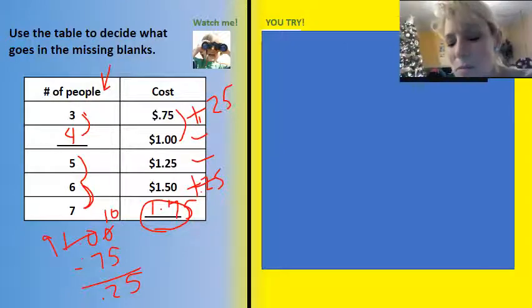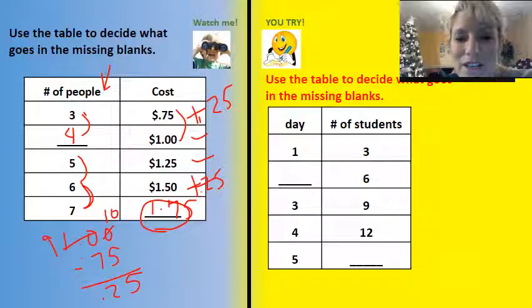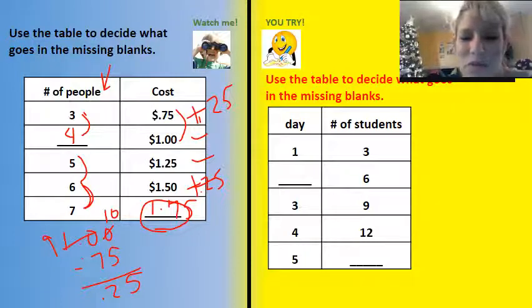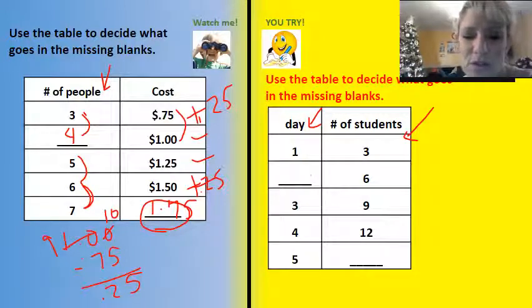All right, you have an opportunity to try one, and then we'll check it together. Okay, did you take a look at what's going on over here? Because remember, we've got 2 patterns going on. All right, on day 1, I had 3 students. On day, I'm not sure yet, I have 6 students, then 3, 4, 5. So I notice this is 1.